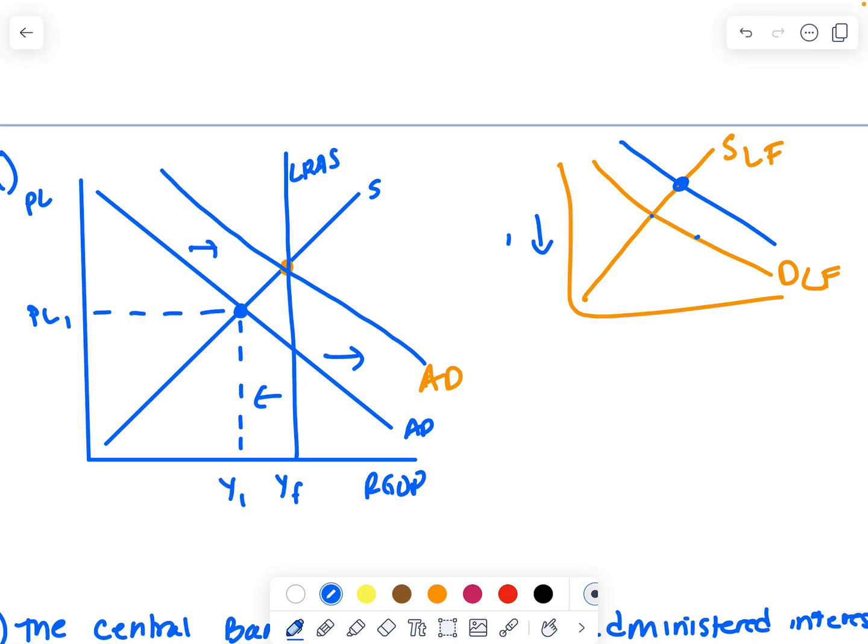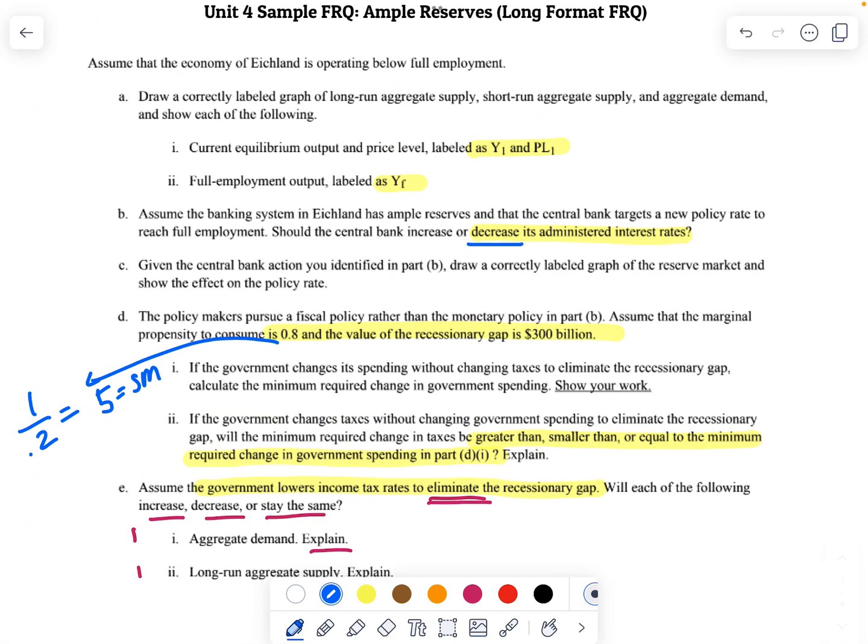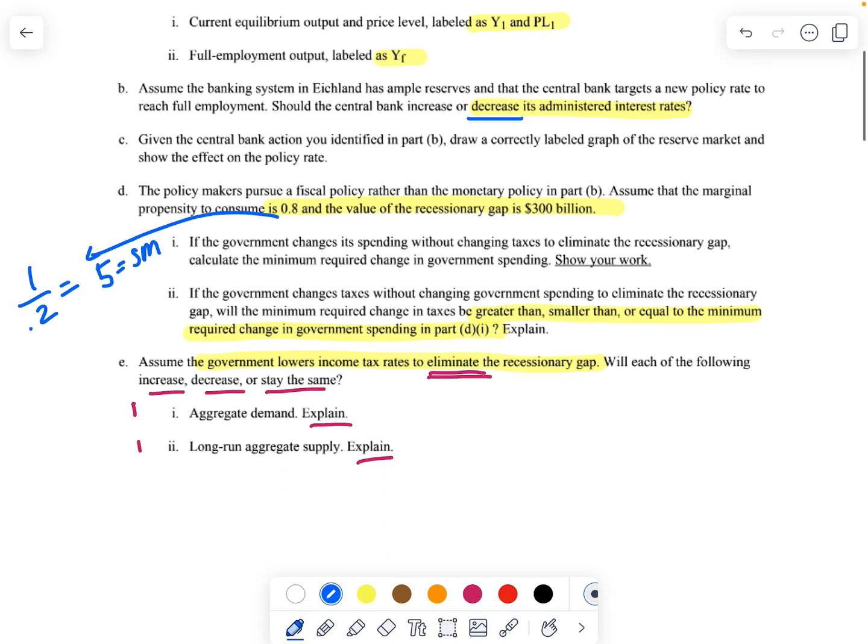So first of all, number one, this question is great. It brings together the new stuff from ample reserves, and it also brings in this concept of like, you might have multiple correct answers.